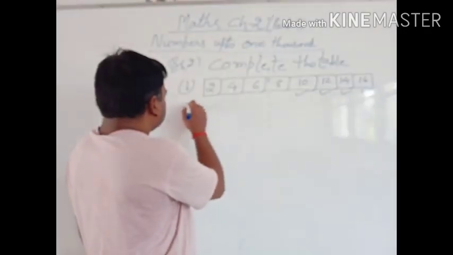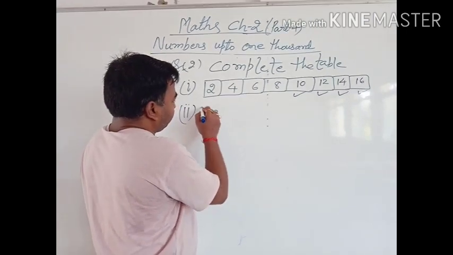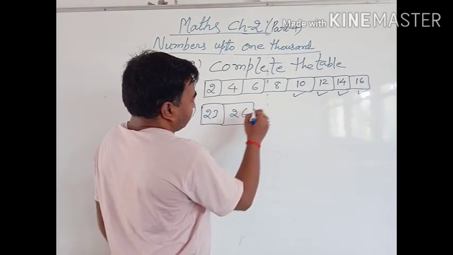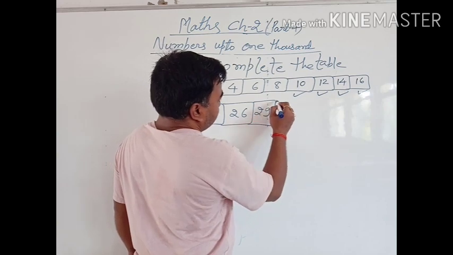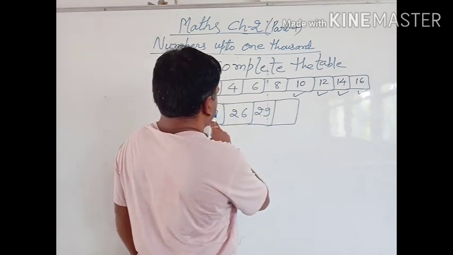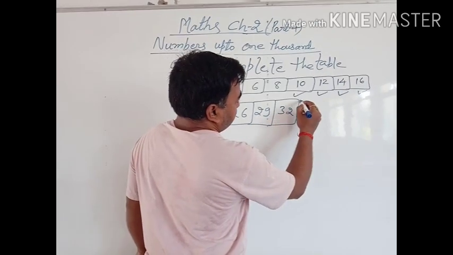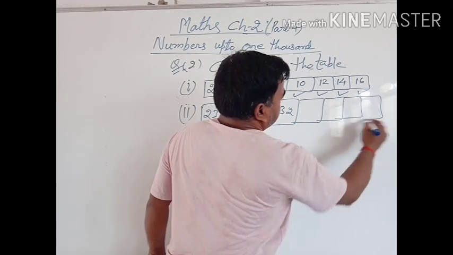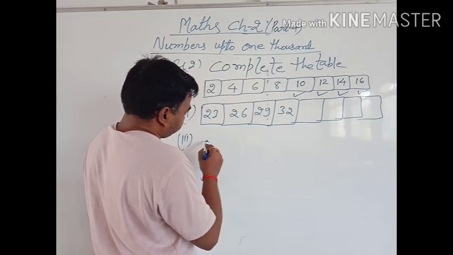Now question number 2. I have written 23, 26, 29. Now the 4 boxes. Question number 3.